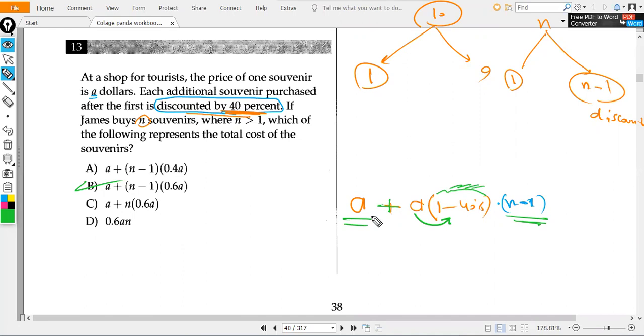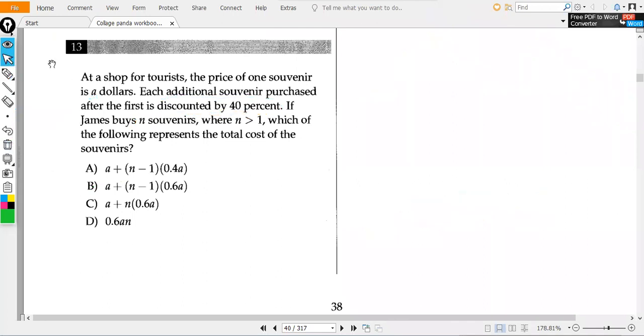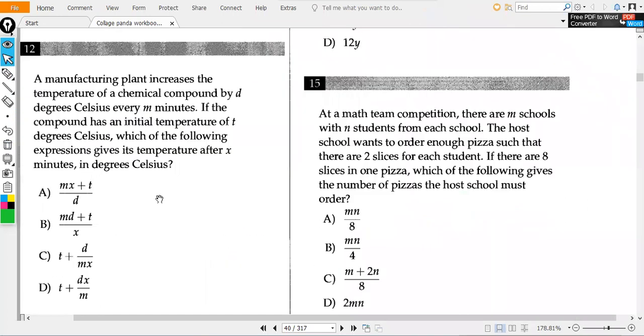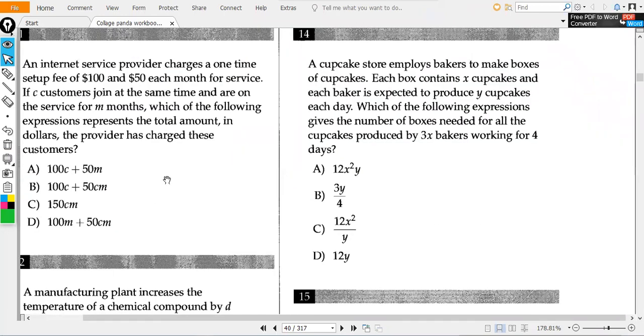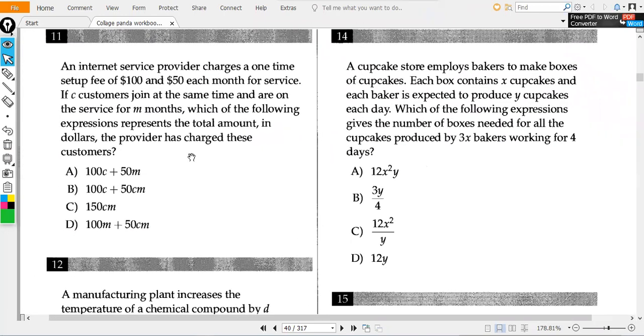Okay. I think we will take a break for 10 minutes, inshallah. Then we will get back to solve the questions. Inshallah. I'll see you after the break. 10 minutes, inshallah.